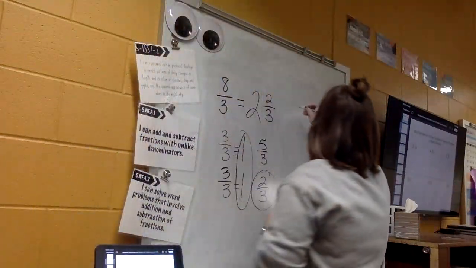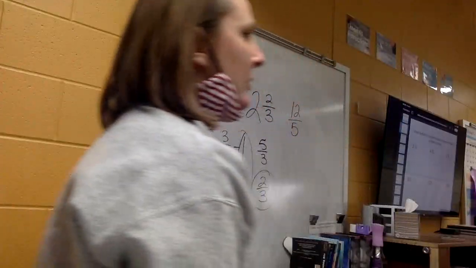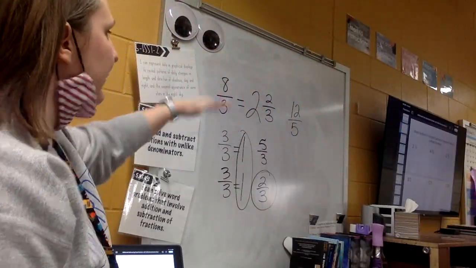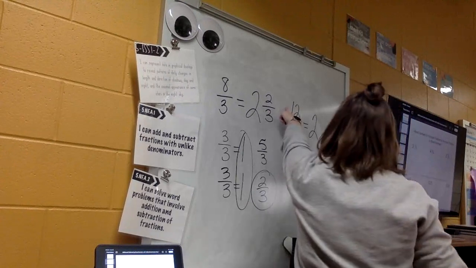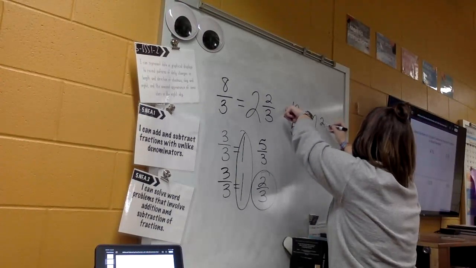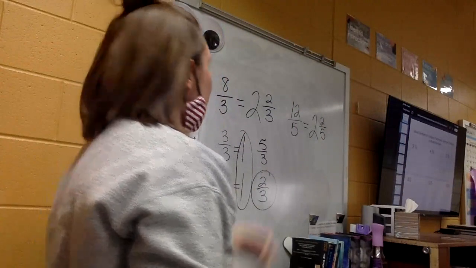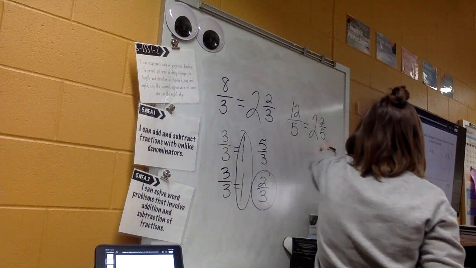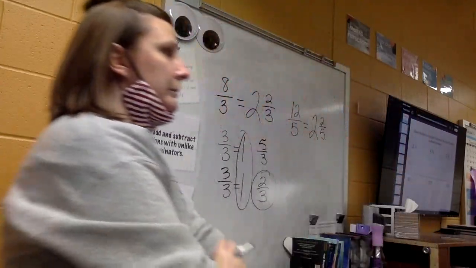12/5. So how many times will 5 go into 12? 2 times. And that is what? 10. 12 minus 10 is what? If you want to check it, 5 times 2 is 10, plus 2 is 12. 12/5.